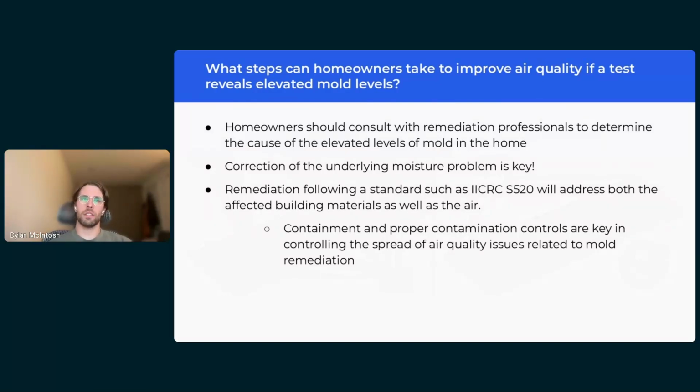And part of this standardized method is containment and making sure that contamination controls are in place to make sure that there's no spread of any sort of air quality issue outside of the impacted area during the remediation. When you're doing remediation, it's very easy to create a much larger problem than was before you started doing demolition or cleaning, because you're releasing these spores into the air in huge concentrations. And if you don't have the proper control set up, it's very easy to make that problem much larger.